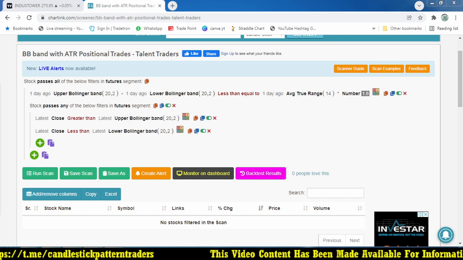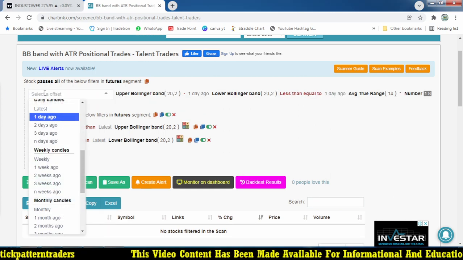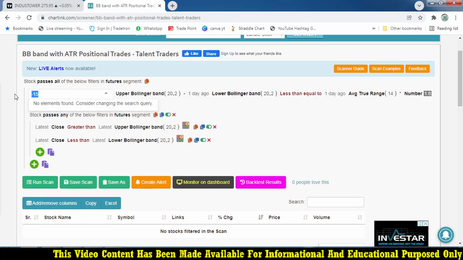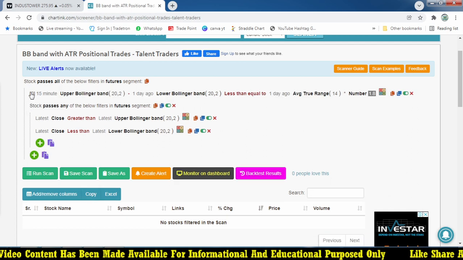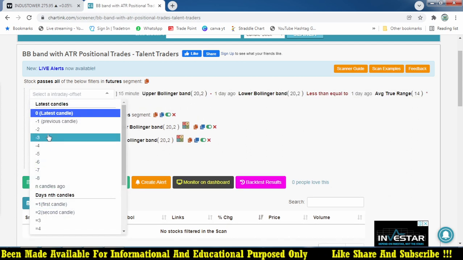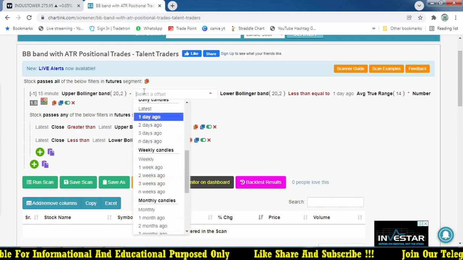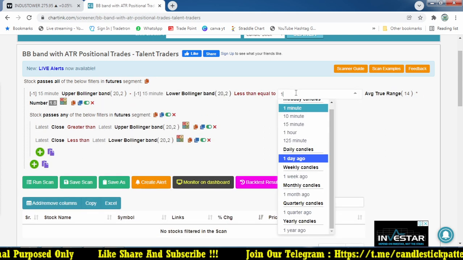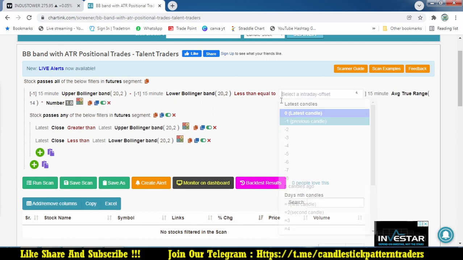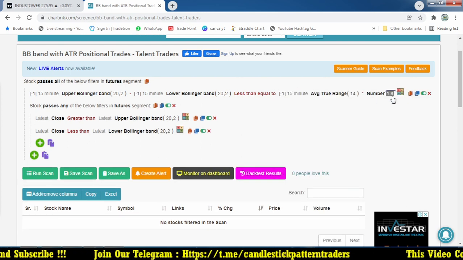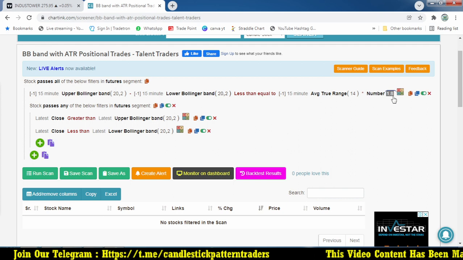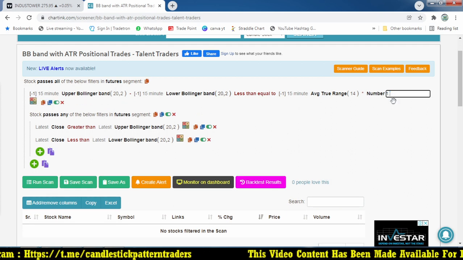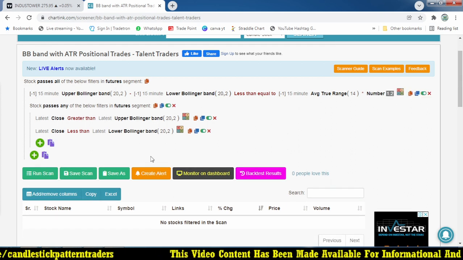Let me show you how to trade with a 15 minutes time frame. I'm going to just change the time frame to 15 minutes. I'll make the scanner for intraday 15 minutes. Here 15 minutes of previous candle, and here also 15 minutes, and I'm going to use -1 previous candle. If you are going to use intraday, you need to take just 1.2 as a reference, then it will give you a really good result.